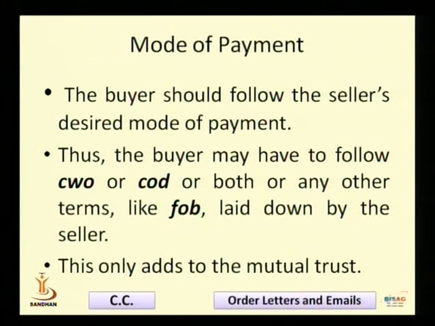CWO is cash with order, as you know. COD is cash on delivery, and FOB is free on board. Friends, it must be very clear from both sides regarding the mode of payment. So if the seller wishes cash with order, the buyer must follow CWO. If it is COD, then he may make the payment when he receives the delivery.